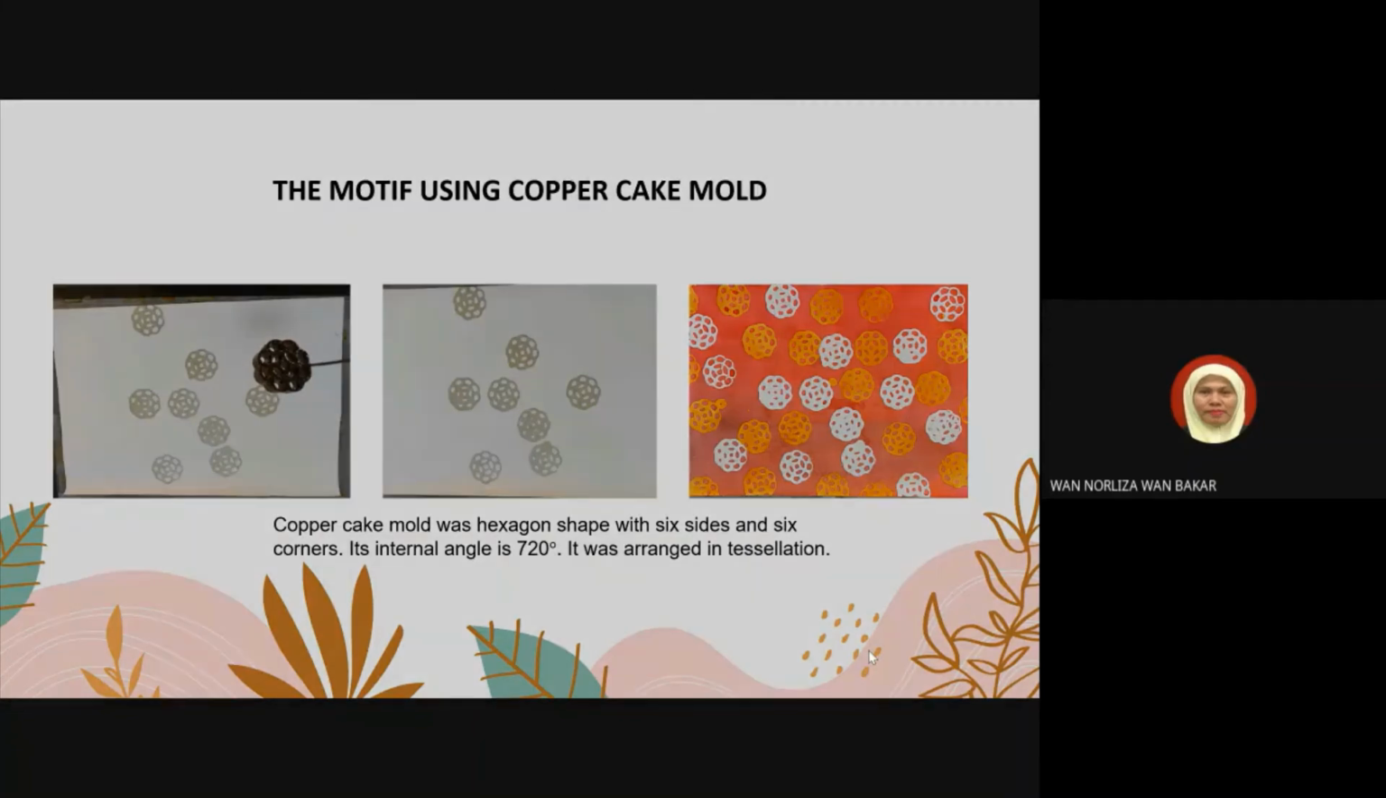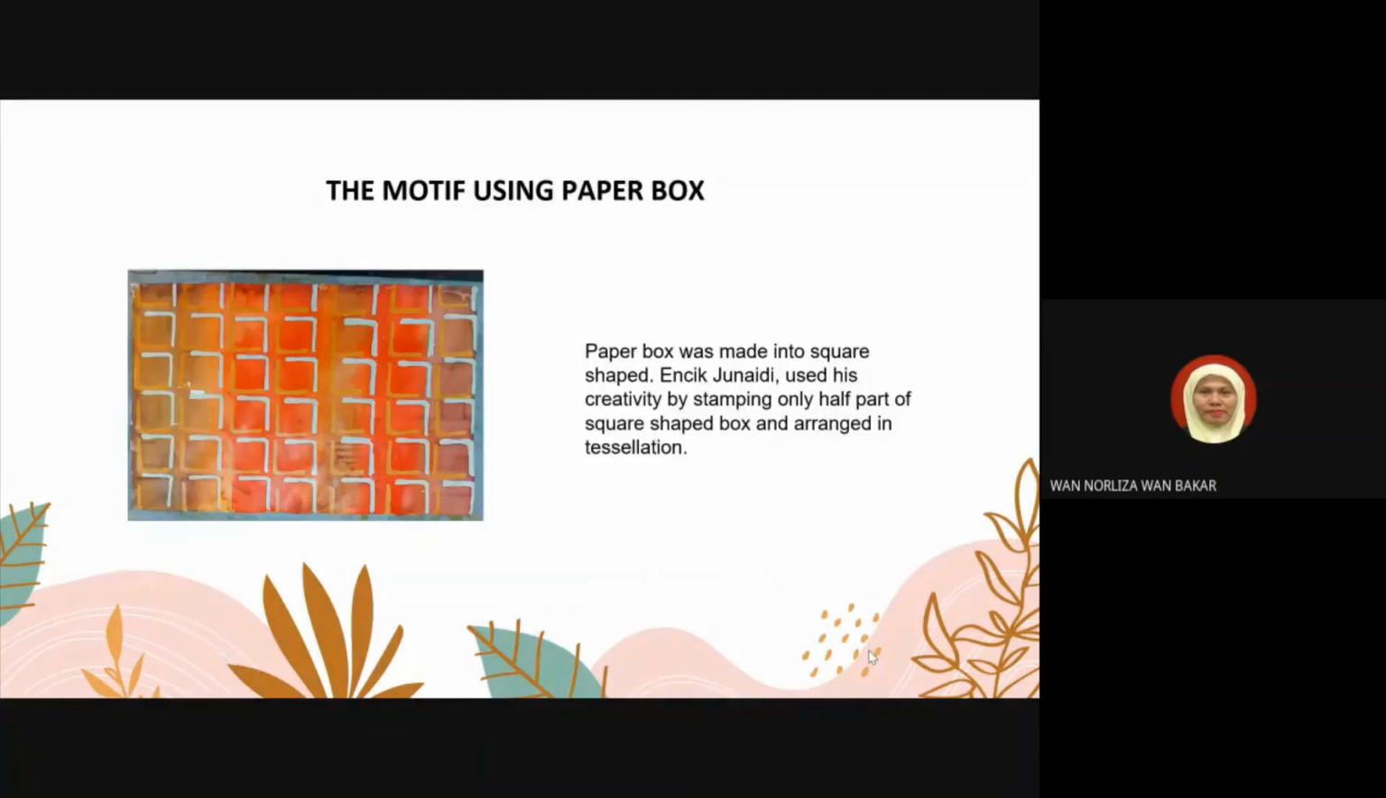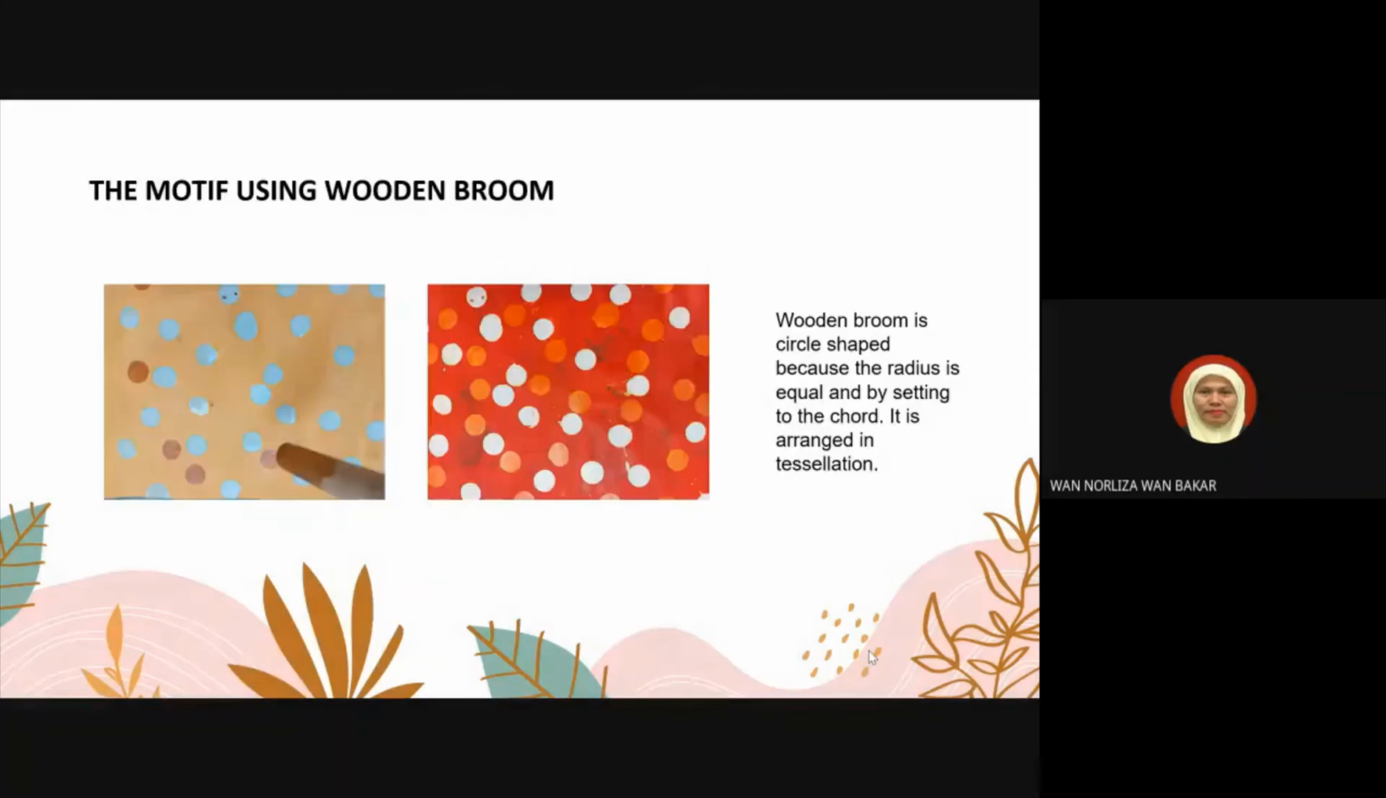The next one is the motif using paper box. The paper box was made into a square shape. And Cik Junedi used his creativity by stamping only half of the square-shaped box and arranged it in tessellation. And the motif using wooden broom. The wooden broom is actually a circle shape because the radius is equal, and by setting it to the chord, it is arranged in tessellation.